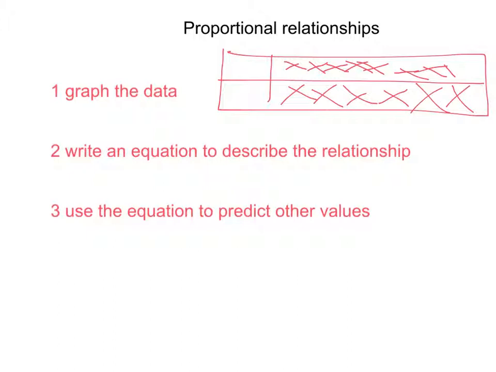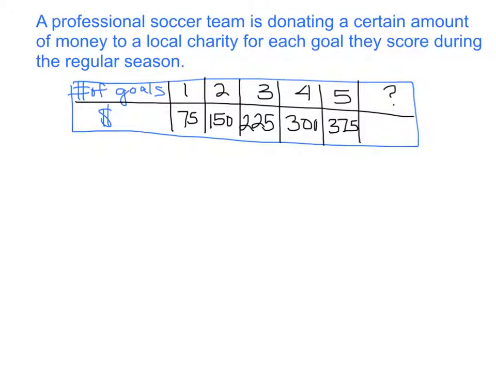And then you want to use that equation to predict another value. So in some of the problems you'll see, you will figure out the equation, and then it may ask, use the equation to predict how much money will be donated in 4 goals, or 5 goals, or 8 laps. So they'll give you an example. So let's take a look at this example.